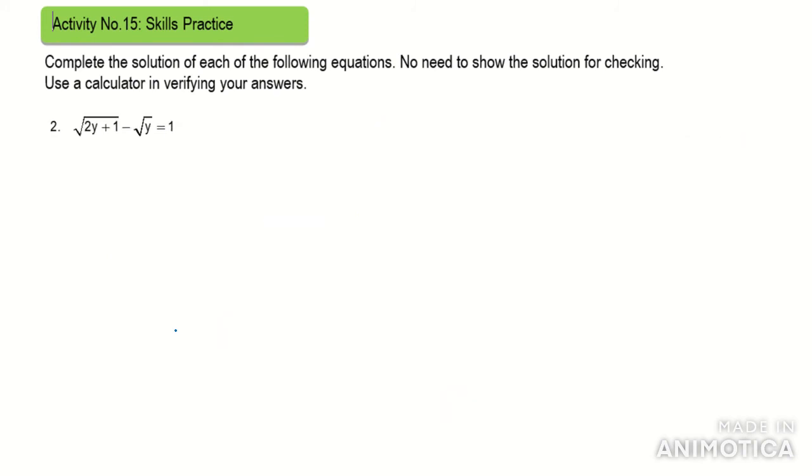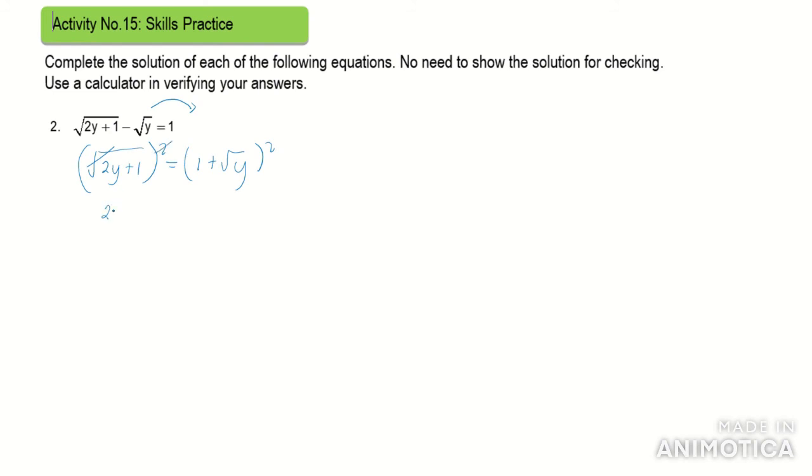For item number 2, pause this video again, then play it when done. So let's check. Now notice that the square root of 2y plus 1 is not isolated here. So we have to transpose negative square root of y to the right side. Because we have to make sure that there is only one radical on either side of the equation. And we opted to have 2y plus 1 isolated on this side. So you have 1 plus the square root of y. And then we square both sides, so we can eliminate the radical sign here.